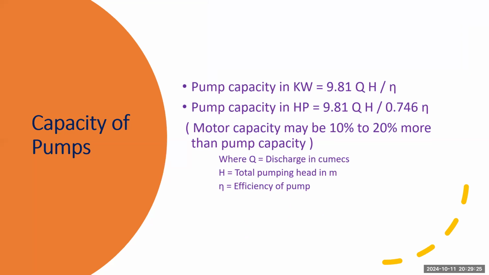Then the capacity of pumps. The pump capacity is worked out in HP with the formula 9.81 Q H upon 0.746 N, where N is the efficiency of the pump, H is the total pumping head in meters, and Q is the discharge in cumecs. With the help of this formula, it is possible to calculate the capacity of pumps in horsepower.